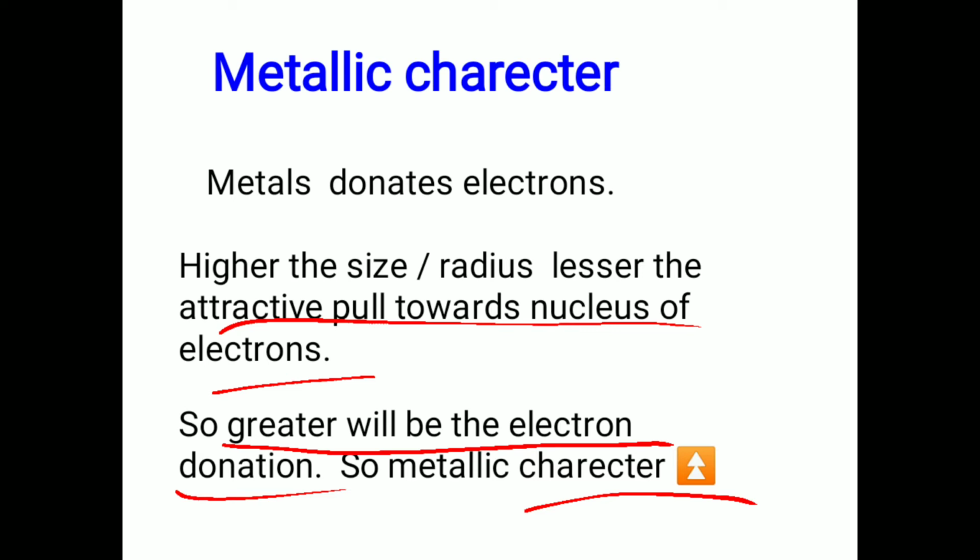So what we can say is, if the element size increases, then the metallic character will also increase, because if the size increases, then the attractive pull towards the nucleus will be decreasing. So that element can donate the electron more easily. That is why the electron donation will increase, and that is why the metallic character will also be increasing. So the higher the size, the greater the metallic character.